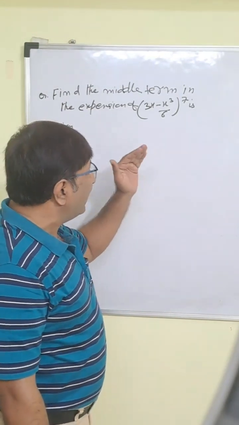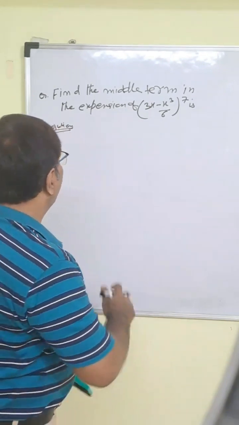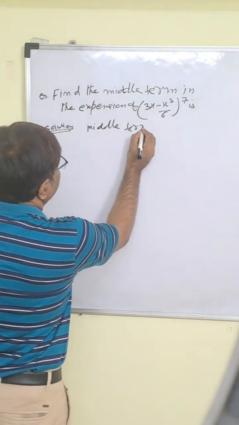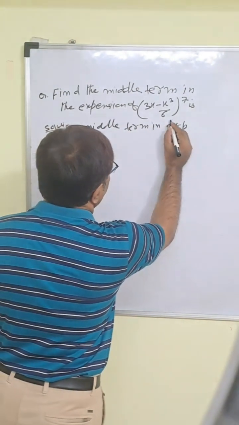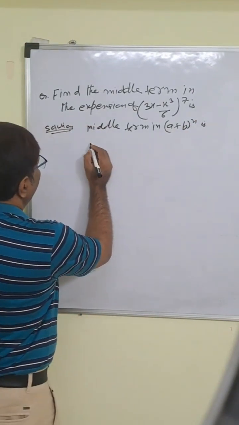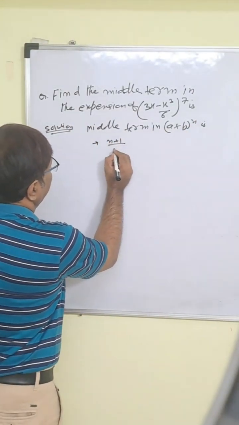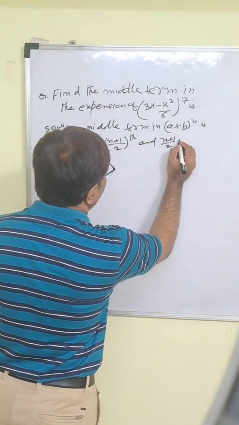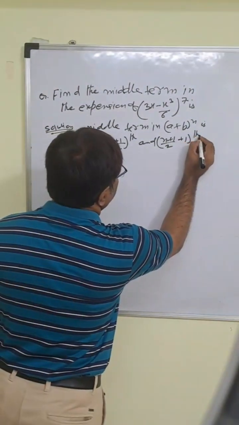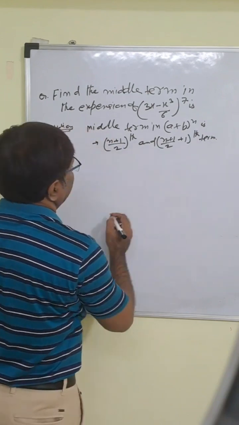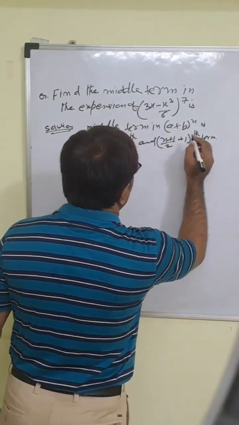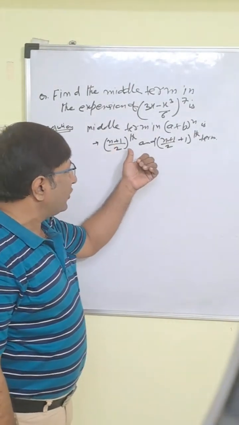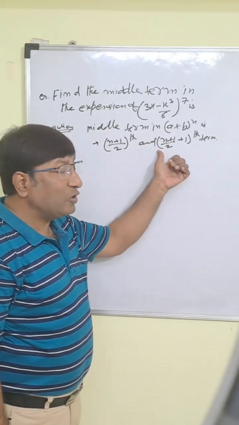What is the number of middle terms when the power is n? The middle term in (a + b)ⁿ is the ((n+1)/2)th term and the ((n+1)/2 + 1)th term. When n is odd, the number of middle terms will be 2: the ((n+1)/2)th and the ((n+1)/2 + 1)th term.